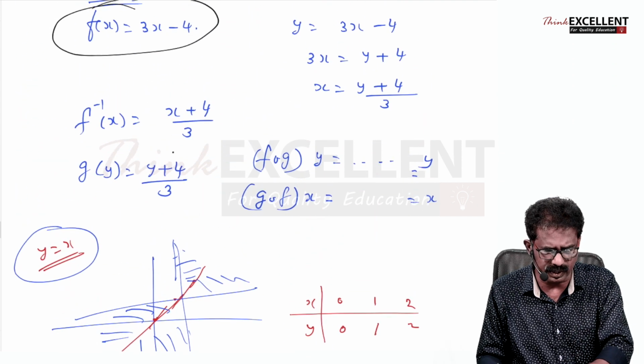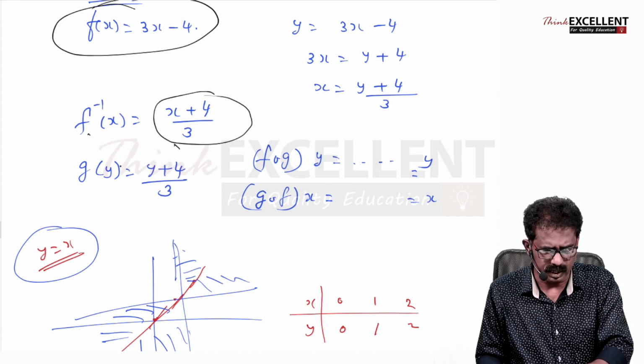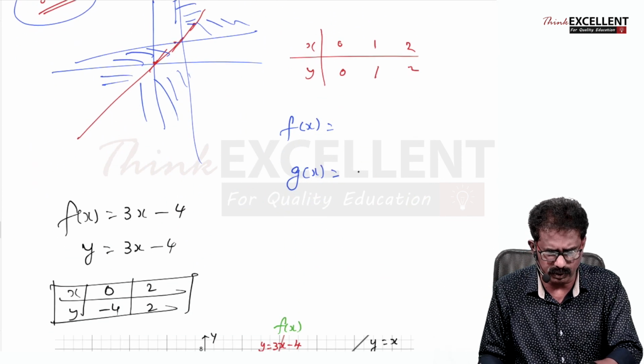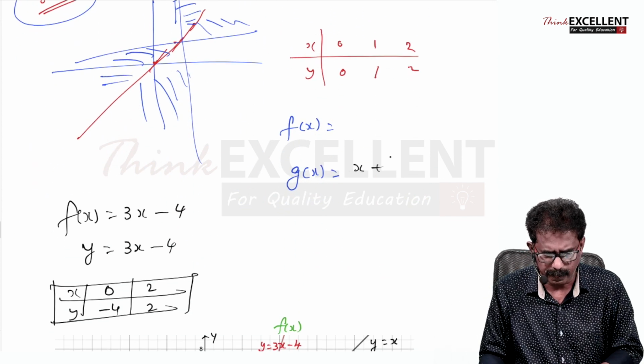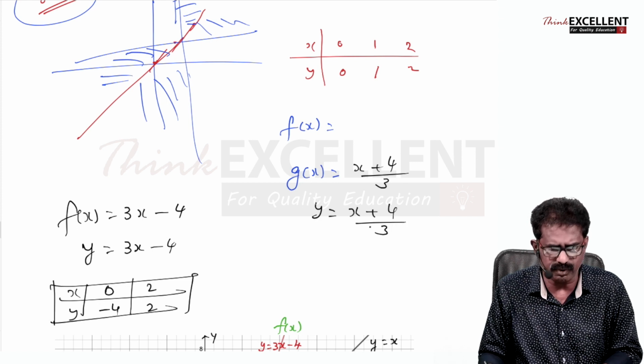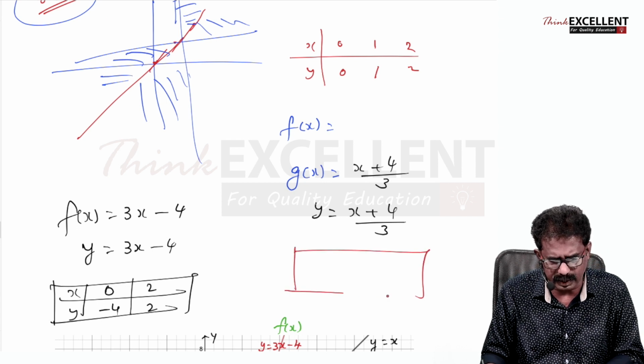Okay. Then you take the other function, g of x. g of x is the inverse function. This is the inverse function, f inverse of x, right? (x plus 4) by 3. Take that as y. y equal to (x plus 4) by 3. For that also you draw a line. That is also a line, right?